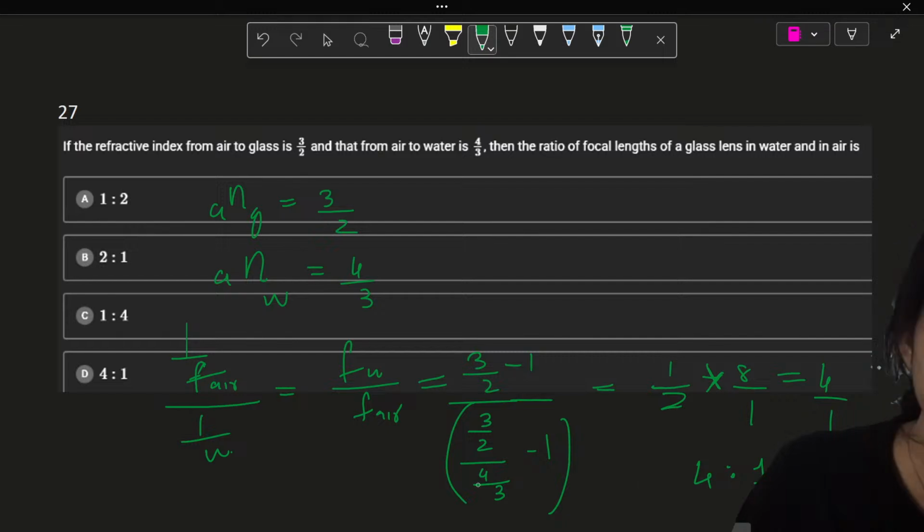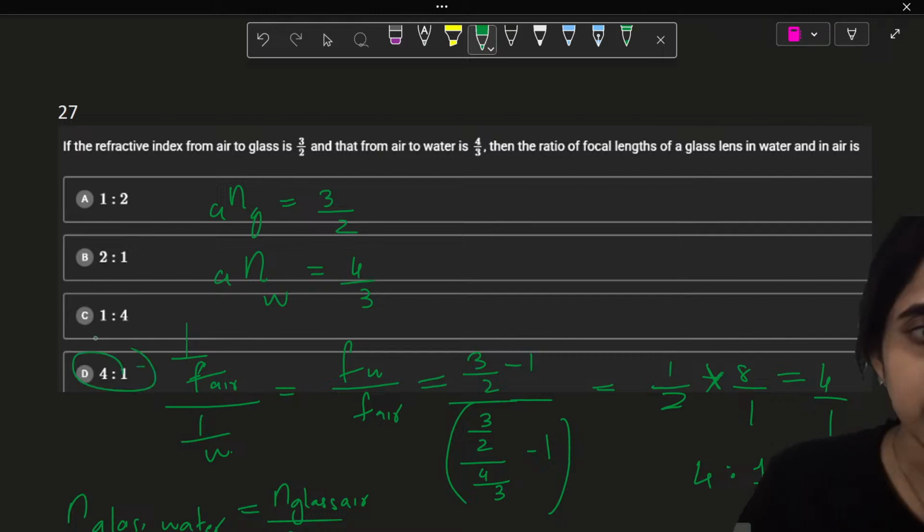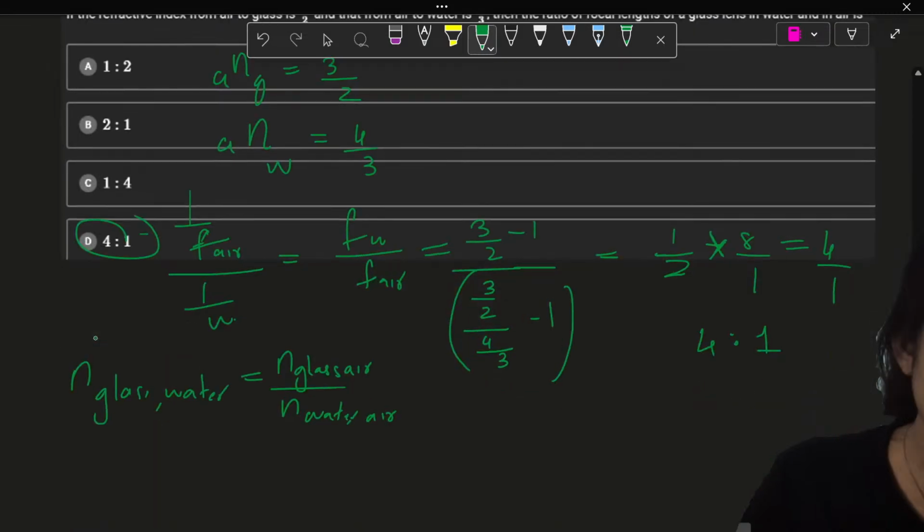Now why did I do 3 by 2 by 4 by 3? We've already learned this in a previous question. Those who paid attention will know. Why did I do that? Because if you have n glass water, this is basically n glass air by n water air. Okay, so it is going to be option D. Yes, very good, all of you. Very good, very good. Wonderful energy.